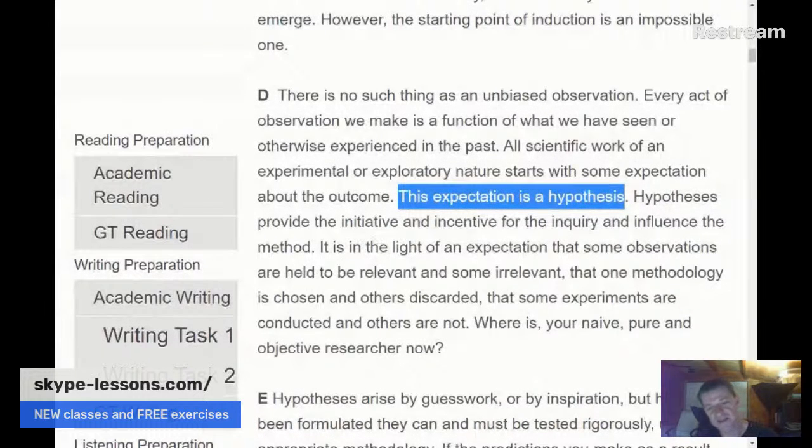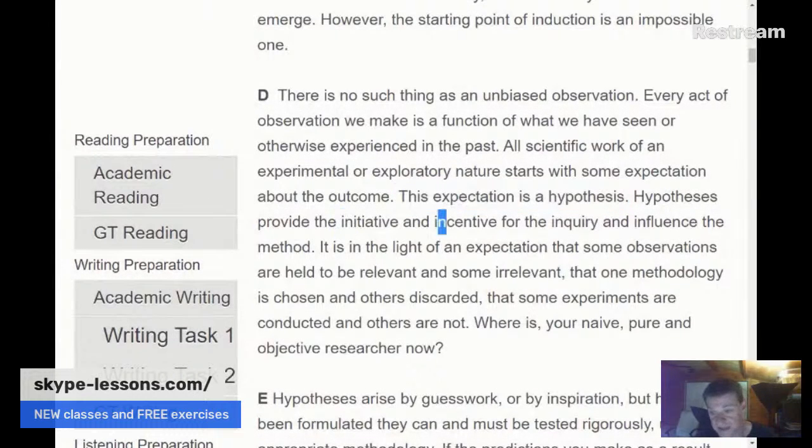Hypotheses provide the initiative and incentive for the inquiry and influence the method. It is in the light of an expectation that some observations are held to be relevant and some irrelevant, that one methodology is chosen and others discarded, that some experiments are conducted and others are not. Do you see how crucial the hypothesis is? It's absolutely crucial, even though it's something that comes from inspiration. But it's absolutely crucial. It's vital. It's deduced as well, but it's something that comes with a certain amount of guesswork.